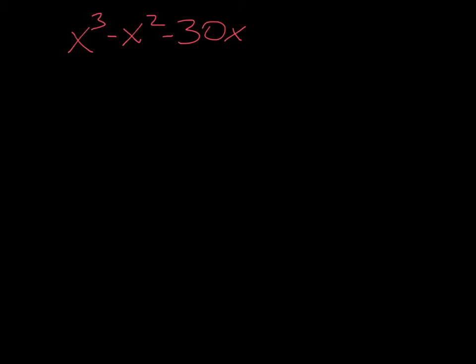In this example, it's slightly different, but you should be going through your steps, right? Can we take a greatest common factor out of all of these? And in fact, on this one, we can. That would be an x. So now we're just going to take an x out. We're left with x squared minus x minus 30.